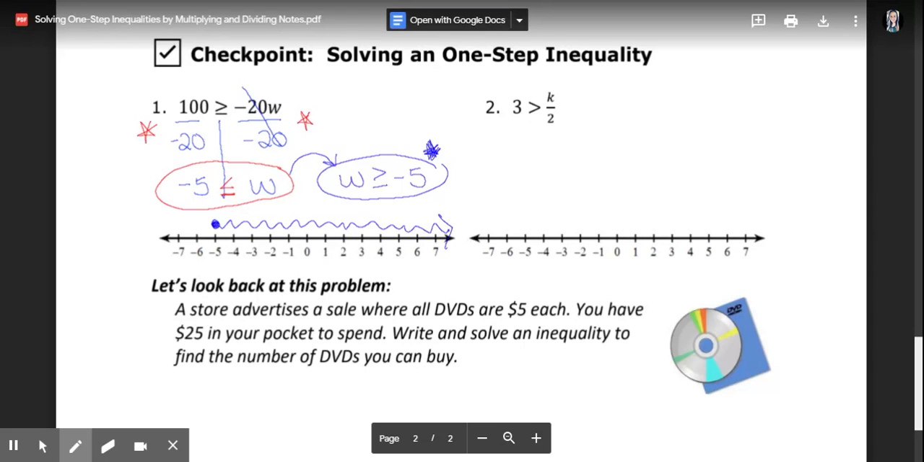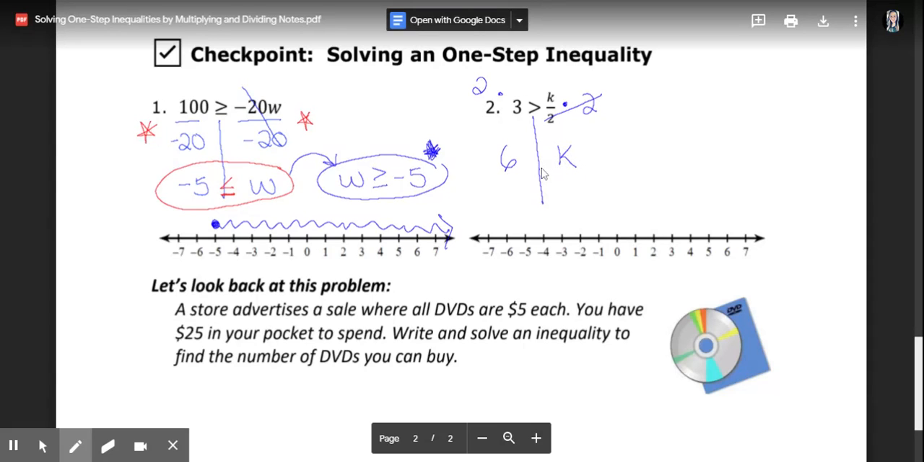One more problem. Let's take a look at problem number 2. What should I do in order to solve for k? I need to multiply by 2. So times 2, both sides. 2 times 3 is 6. The 2's on the right-hand side cancel, so I can drop down the k.